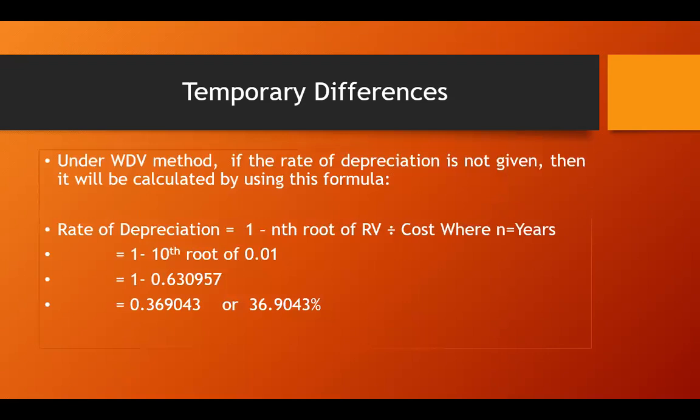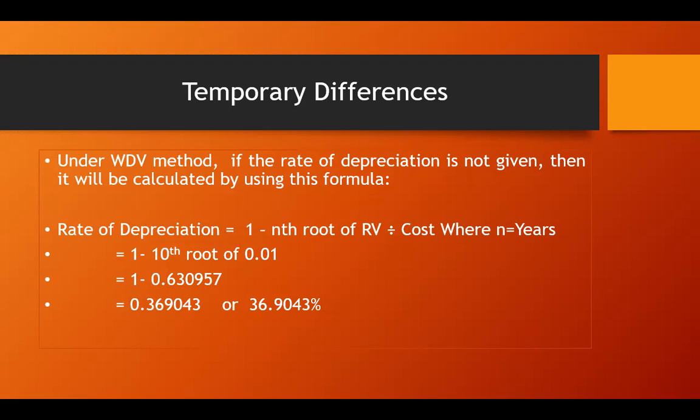Suppose we go to the WDV method. Under the WDV method, if the rate of depreciation is not given, then it will be calculated by using this formula. As we are familiar with the straight line method, to find the rate, the formula is: rate of depreciation is equal to 1 minus the nth root of residual value divided by cost, where n is equal to the number of years of life. So the formula is 1 minus the 10th root of 0.01, which is equal to 1 minus 0.630957, which is equal to 36.9043%. Look at the rate of depreciation. Under the WDV method, the rate of depreciation is 36.90%, whereas under the straight line method it is 9.9%.